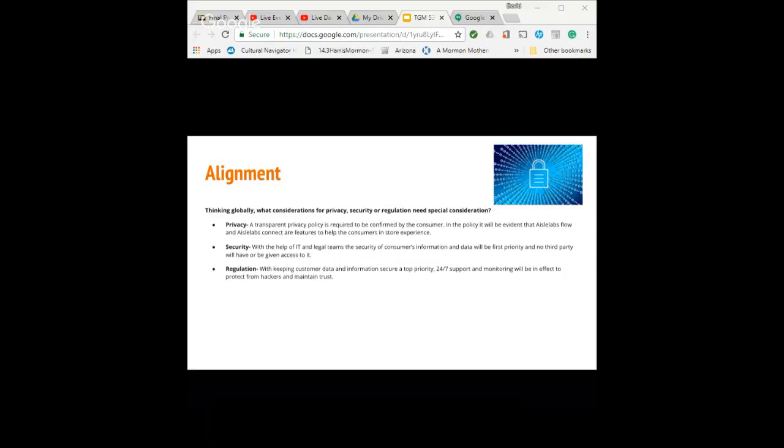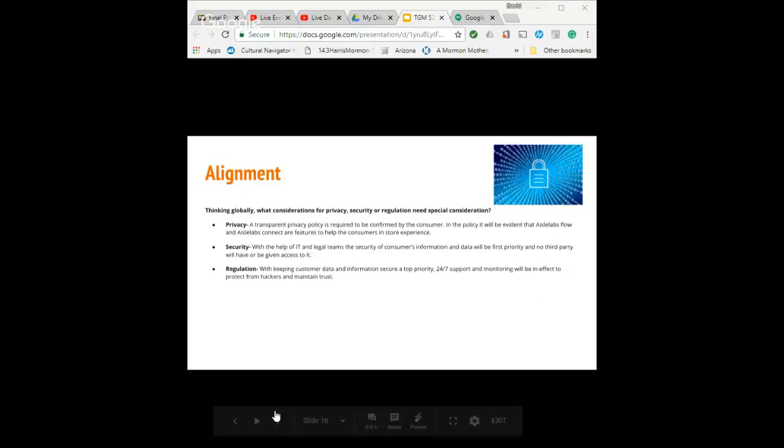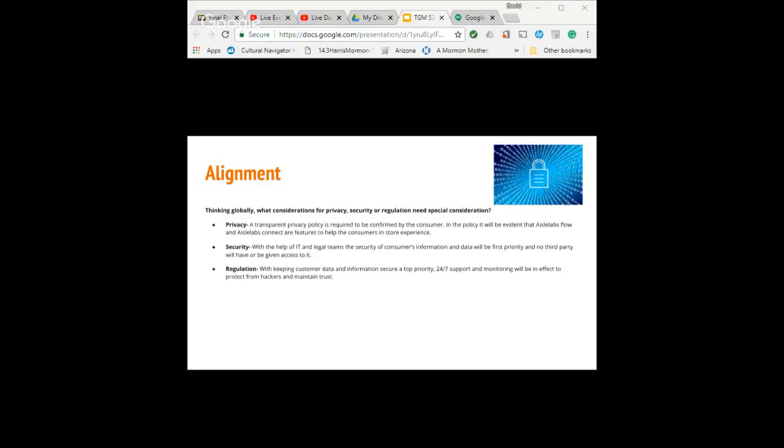And then looking at it from a global perspective, it's important to have privacy, security, and regulation amongst all of these. So having a transparent privacy policy, making sure IT is on top of the legal, making sure everything's regulated 24/7, so there are no hackers or third-party competitors coming in trying to take the information. With these things, focusing on that, we can make sure that this new launch of a technological product into the market and into our stores can be a successful experience.